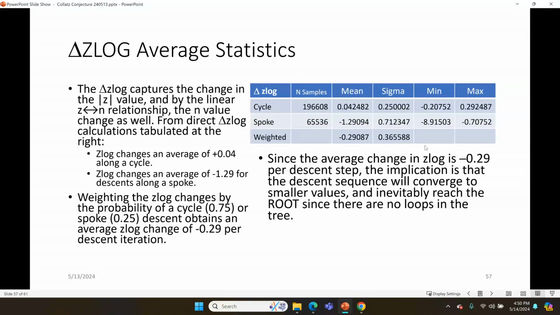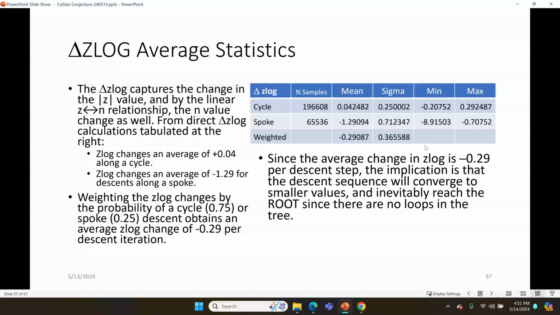If you hit a spoke, which was what happens 1/4 of the time, then the mean change on a spoke is negative 1.29, and the minimum is negative 8.9, and the maximum is negative 0.7. So you can see there's a difference between the maximum change on the spoke of negative 0.7 and the minimum change along a cycle, which is negative 0.2, which basically says the two distributions are separated. And so when you weight them together, according to 1/4 and 3/4 weighting, you get a net change in the mean value for the delta z-log of negative 0.29 per step.